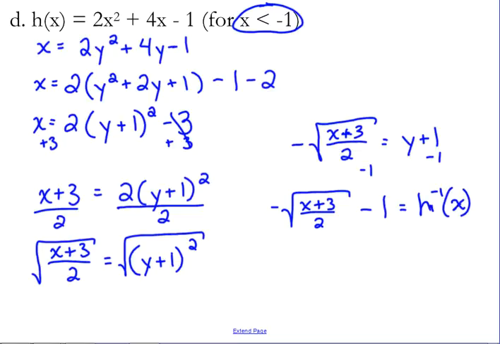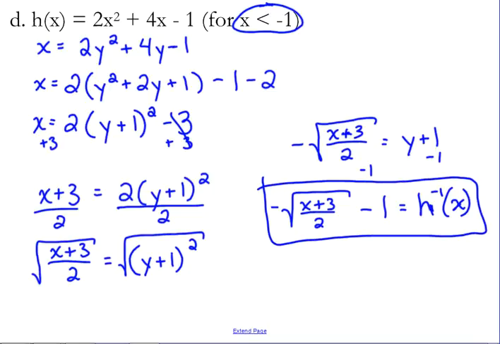And I don't feel like writing it again, so my inverse is just going to be on the right side of my equation, and that's okay. It doesn't really matter which side it's on, just so it's there. Okay, so that one's got a little bit more to it than the other ones that we've done.